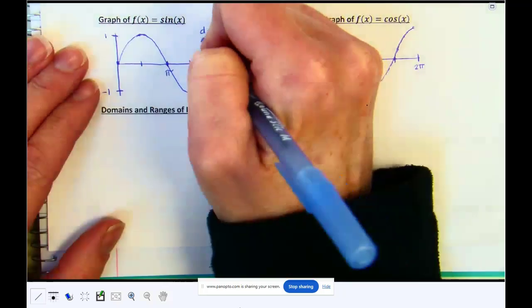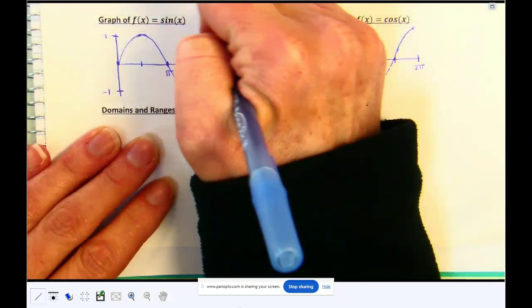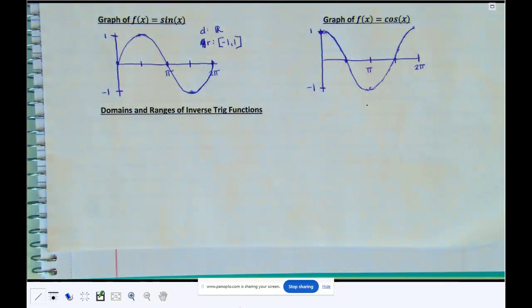Okay, that's a scribble. Sorry, it's a mistake there. What's the range? Between 0 and 1. Negative. Yeah, 1 to negative 1. So you can write that, if you like interval notation, with the parentheses. If you want inequality notation, it's -1 less than or equal to y, less than or equal to 1. Either of those is fine.